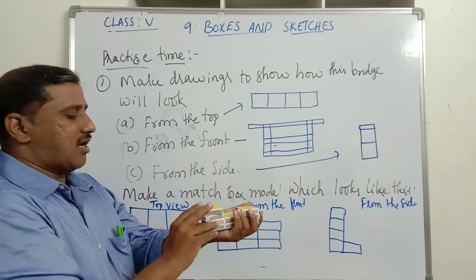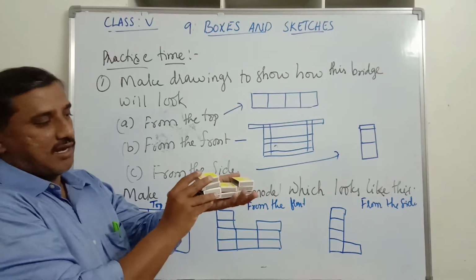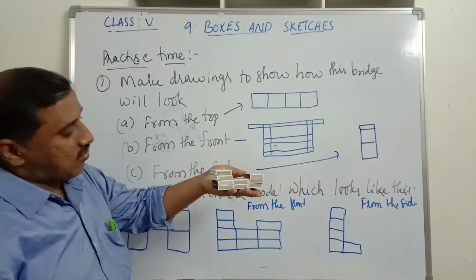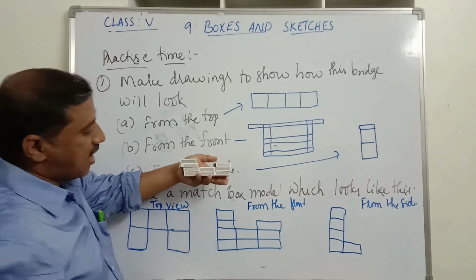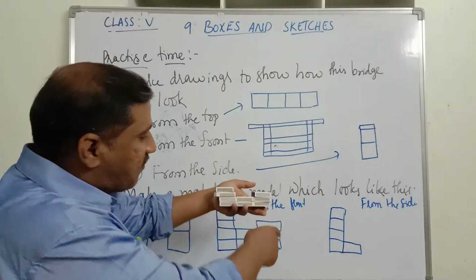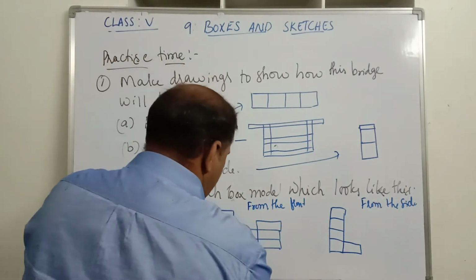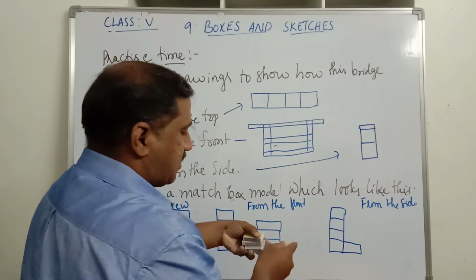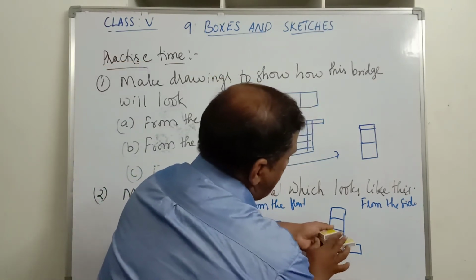Look at this model and even the textbook. You see here. So this will give you what? The front view of the model. Front view of the model. Then the side view of this model will be what? The side view of that model will be like this. This is the side view of the model.